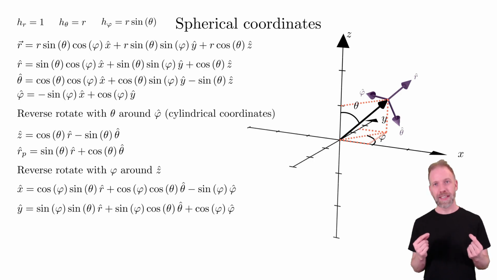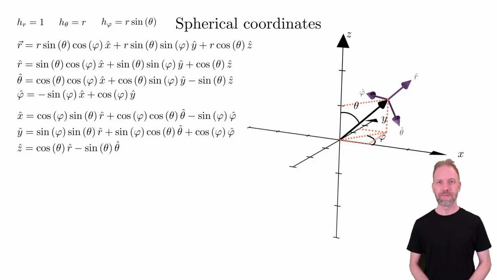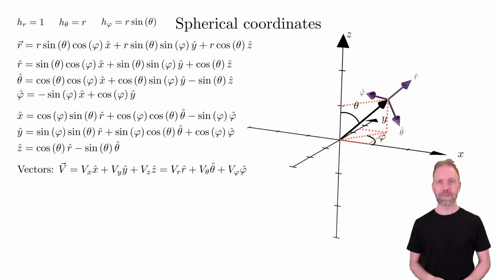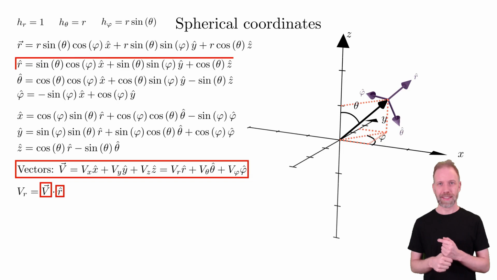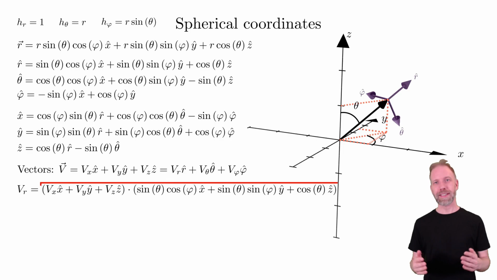This is how we can create x hat, y hat, and z hat in terms of r hat, theta hat, and phi hat. Next, we want a way of converting vectors between different unit vectors as well. Let us use the general way and use projections through the dot product. The v r component is v dot r hat. Insert both in terms of x hat, y hat, and z hat. And calculate the dot product.